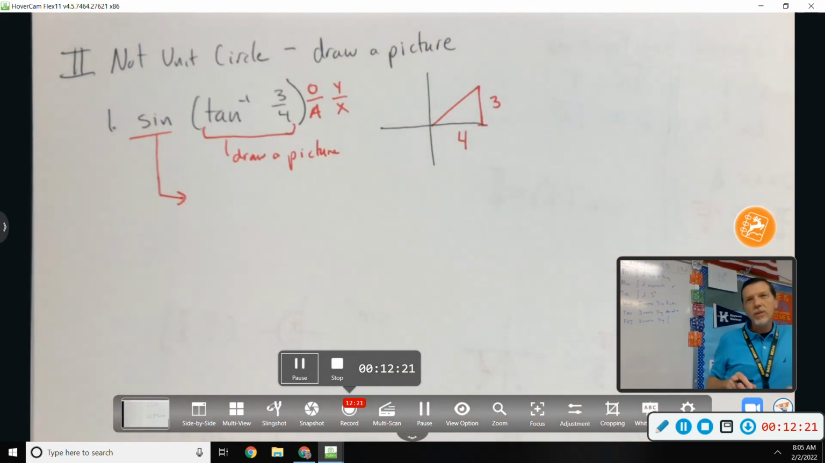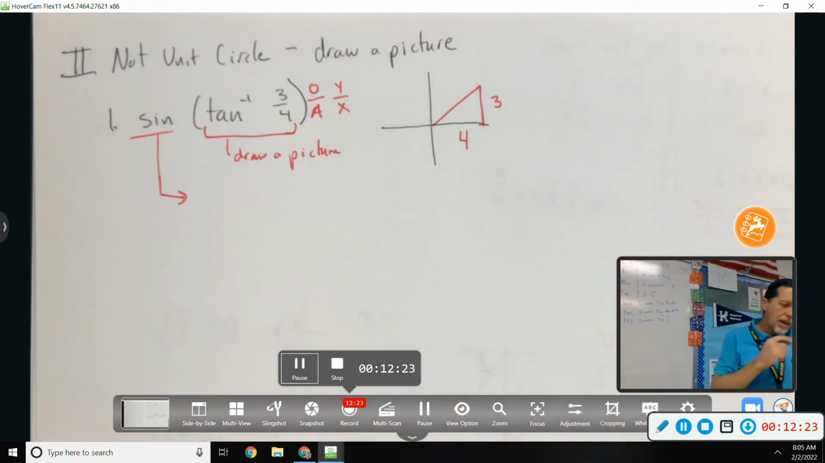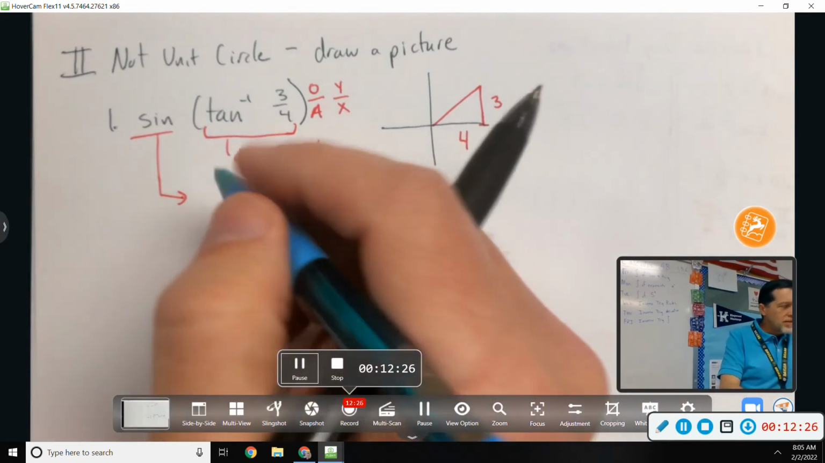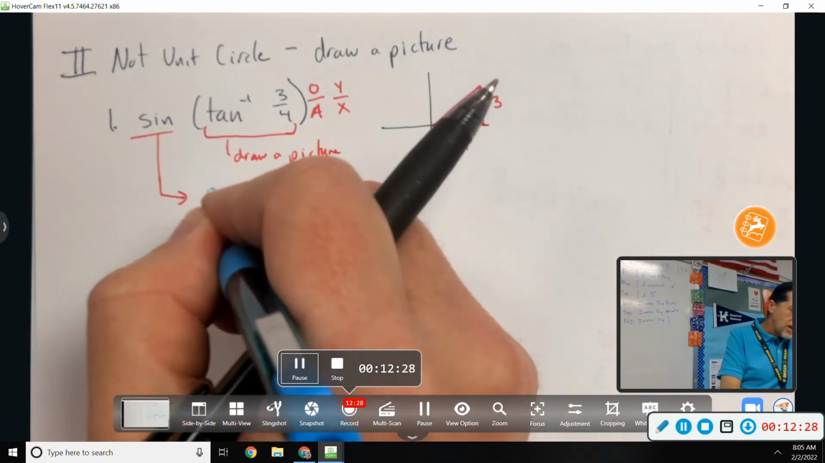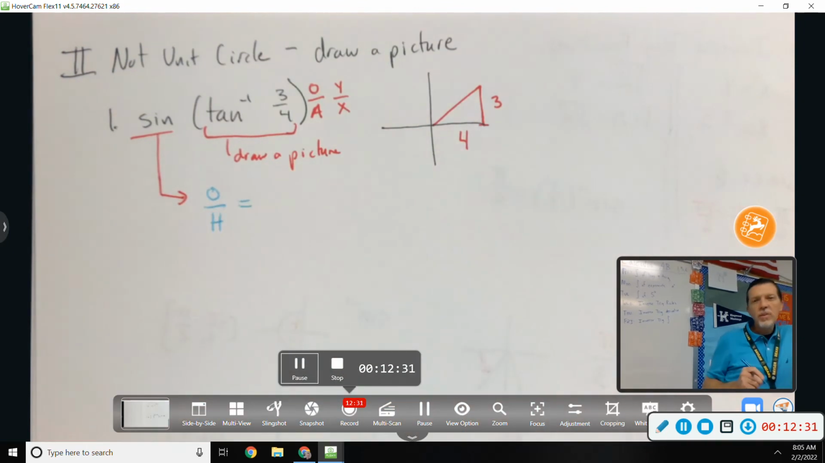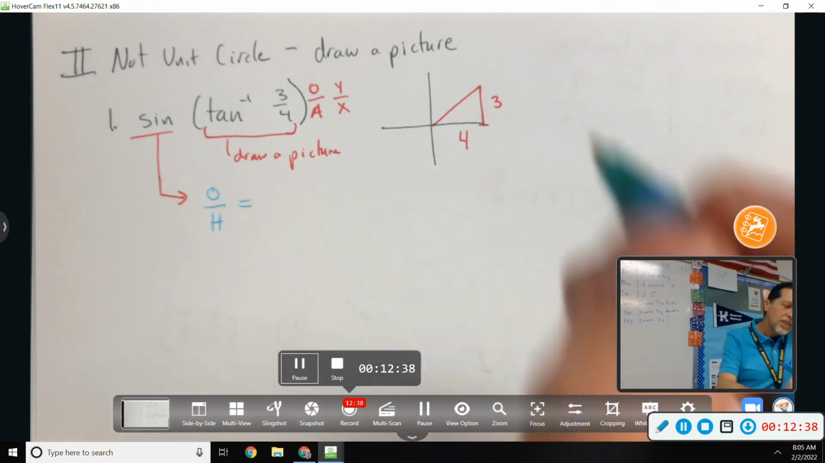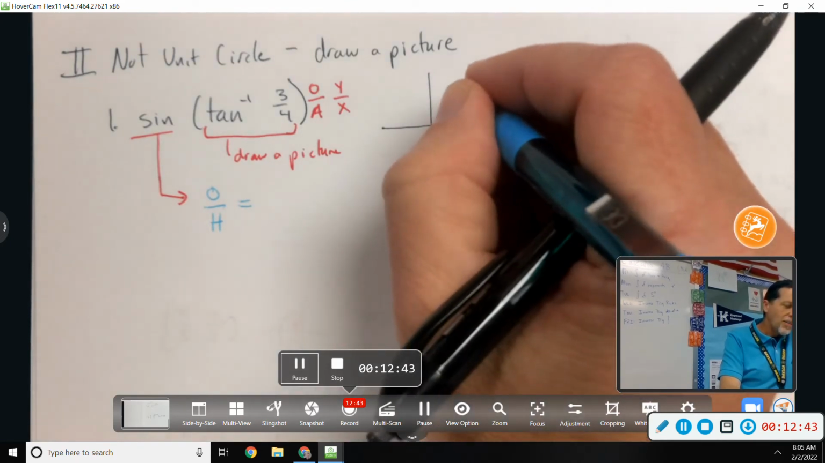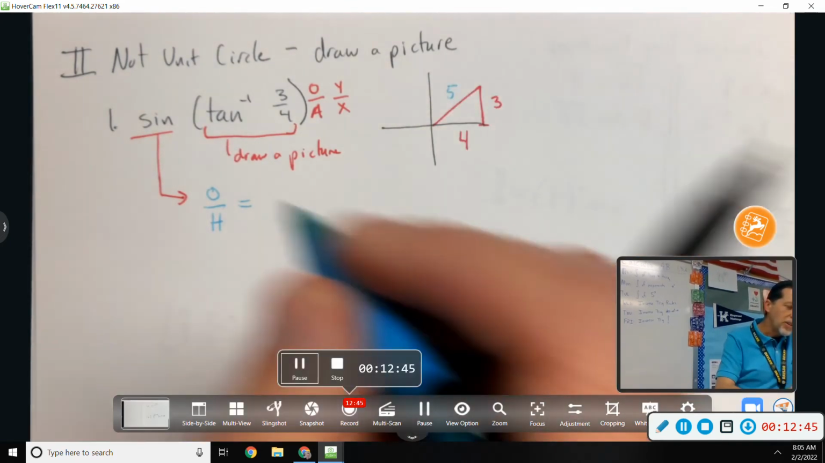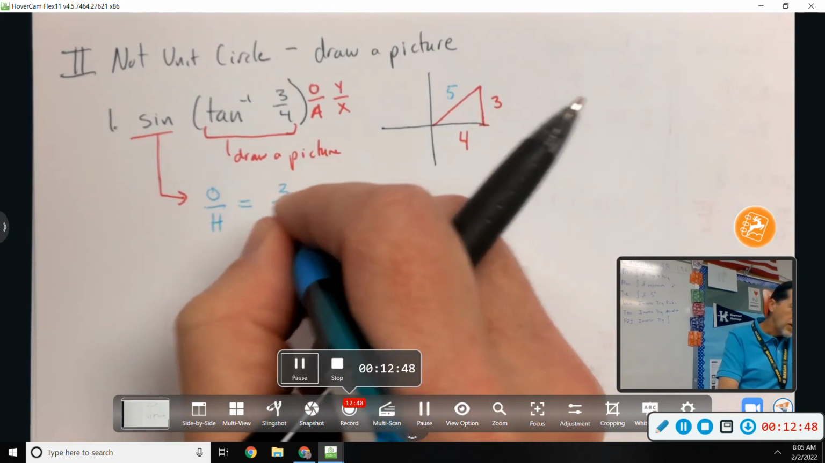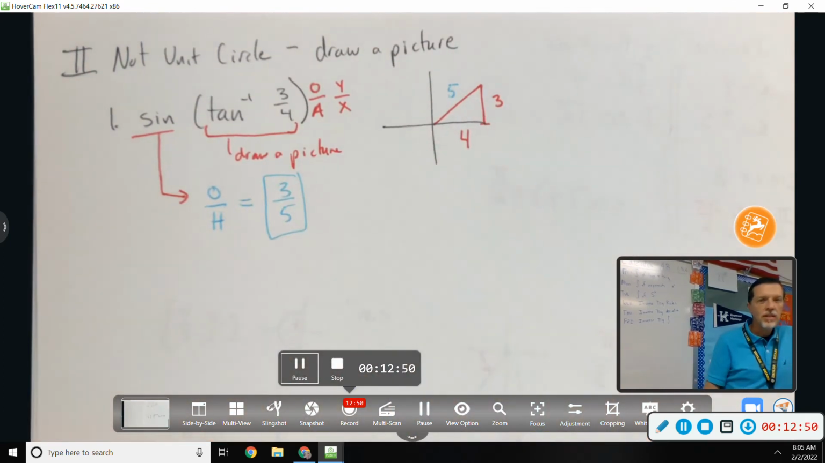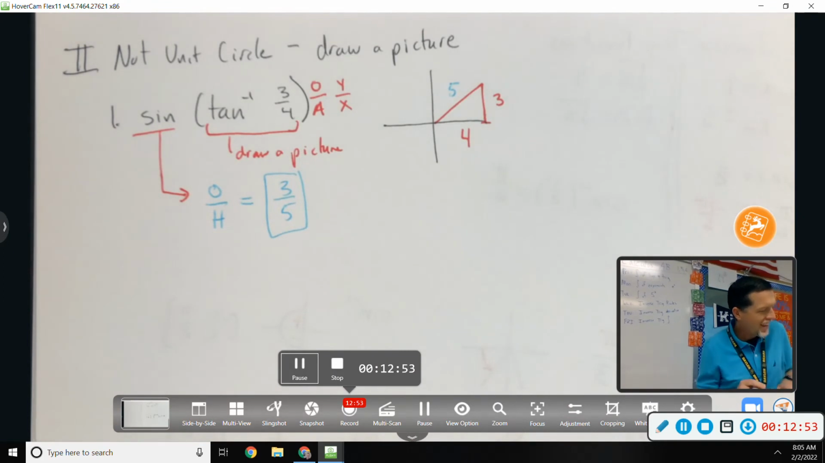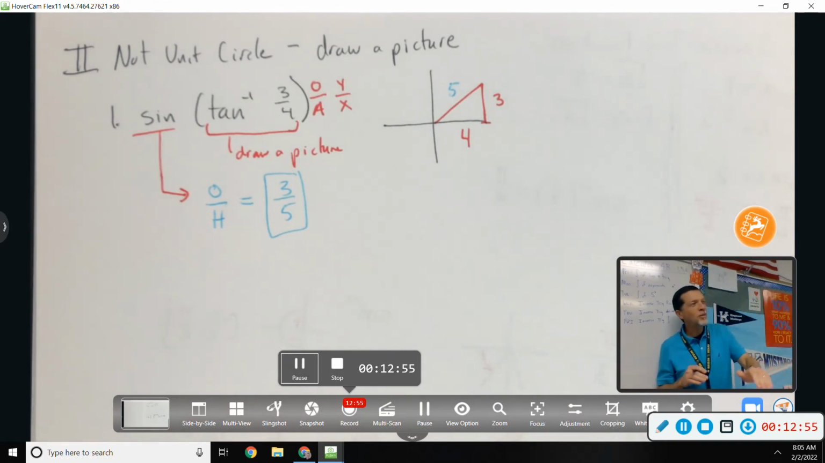What's sine in terms of SOHCAHTOA? Opposite over hypotenuse. So I look at my picture. Well, I'm kind of missing something, but not a hard something to be missing. What's the hypotenuse? 5. If you need to do a squared plus b squared equals c squared, you can. But opposite over hypotenuse would just be 3/5. No unit circles were harmed in the making of that problem, though.